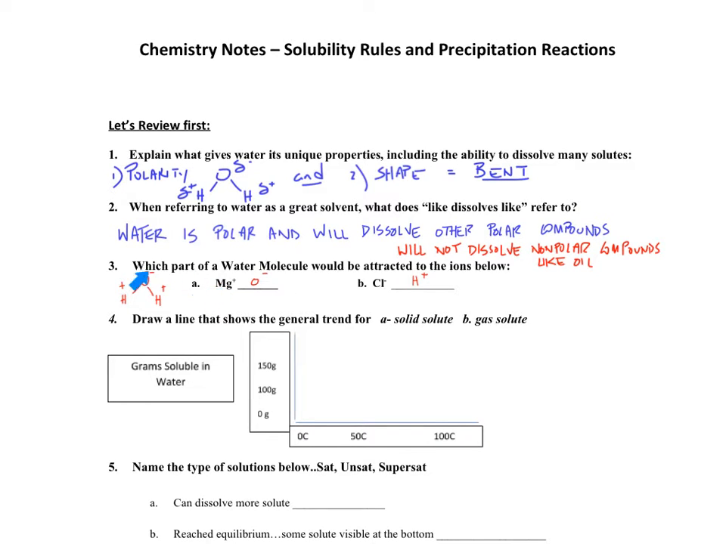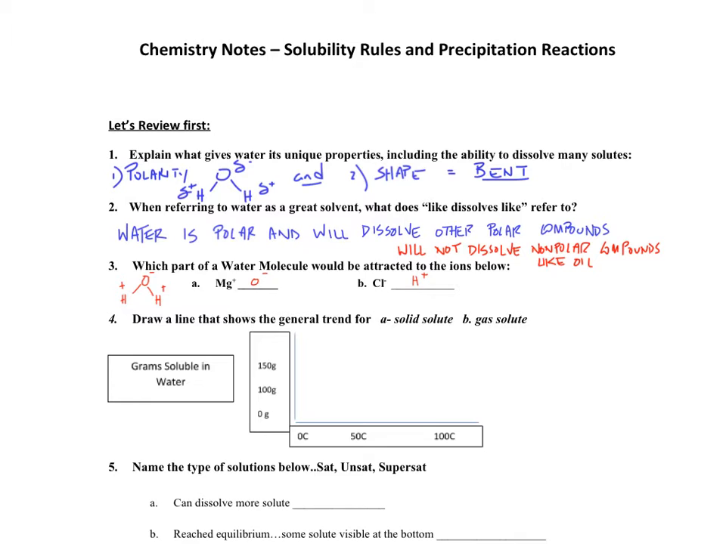So magnesium is going to be attracted to the oxygen, and chlorine has a negative charge, it's an anion. Negatives are attracted to positives because, again, opposites attract. So the chlorine is going to be attracted to the hydrogen, the positive end of a water molecule.